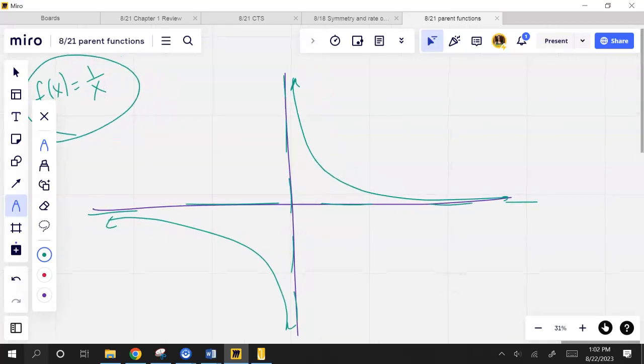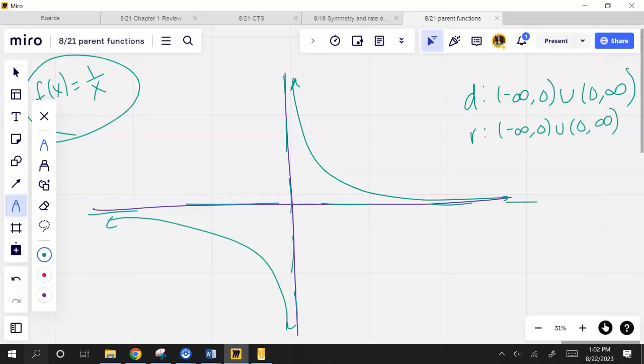What is the domain of this function? Negative infinity to 0, union 0 to infinity, that's exactly right. Okay, range is exactly the same thing. For this reciprocal, of course we're going to start transforming them soon enough, but for the parent, yes, that's it.